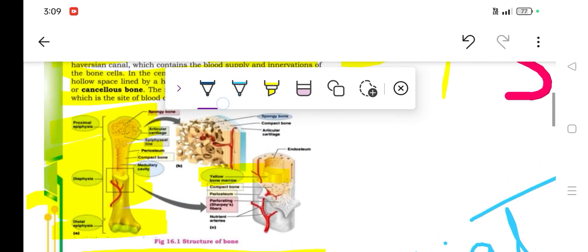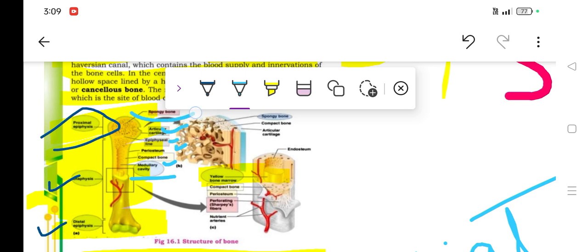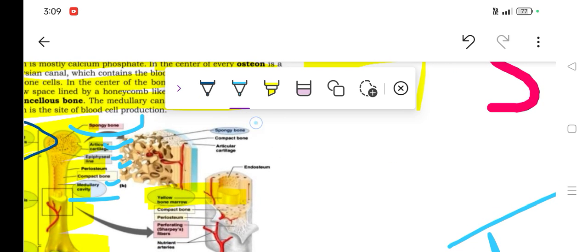So this is the outer structure. The first region is the epiphysis, this one is the diaphysis, and the last one is the distal epiphysis. Then you will see the internal medullary cavity. There is compact bone, the outer covering called the periosteum, and epiphyseal lines, articular cartilage, and spongy bone at the end. Here comes the detailed part: spongy bone, compact bone, and articular cartilage.